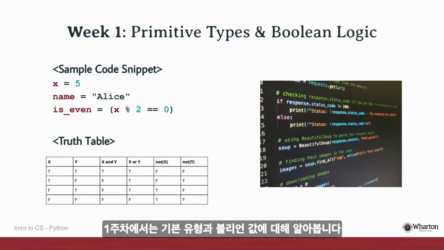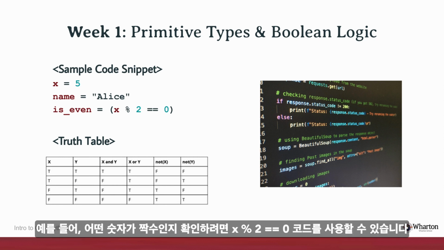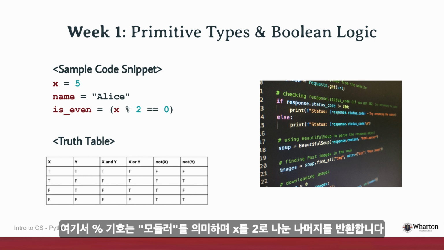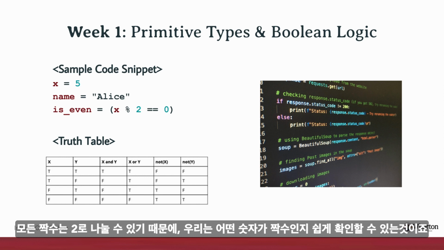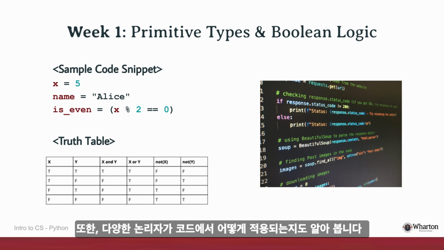In Week 1, we dive into primitive types and Boolean logic. You'll learn how to work with different data types, such as numbers, strings, and Boolean values. They will be the fundamental building blocks of programming. For instance, to determine whether a number is even, test it out with x%2 == 0, where the percent symbol means modulus. Modulus gives the remainder after dividing x by 2. Since every even number can be divided by 2, we can easily program a check for whether any number is even or not. We'll also explore how logical expressions form the basis of decision-making in code.